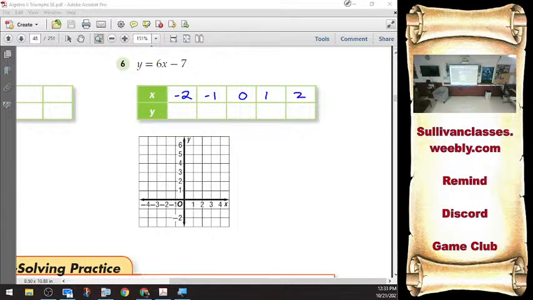You're taking 6 times a thing minus 7 to get the y. So, like, what's 6 times negative 2? Negative 12. Okay, minus 7. Negative 5. No, no. You owe me $12, you borrow another 7. You go further in the hole, right? Negative 19. Do it again. 6 times negative 1. Negative 6. Minus 7. Negative 13.